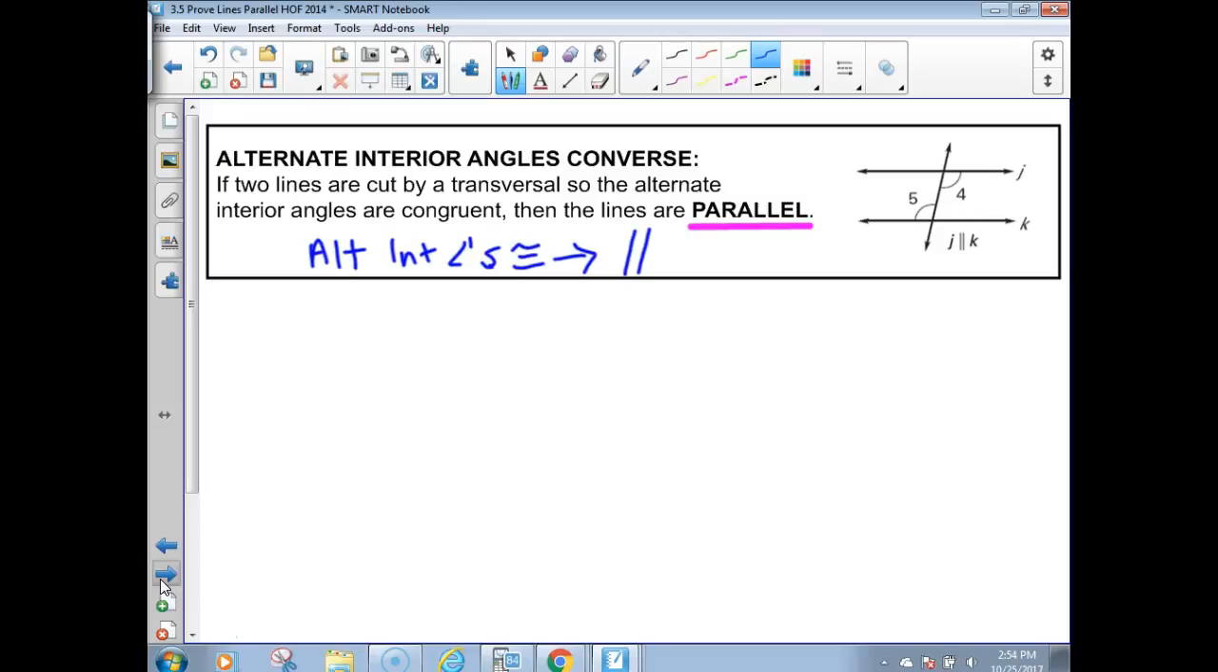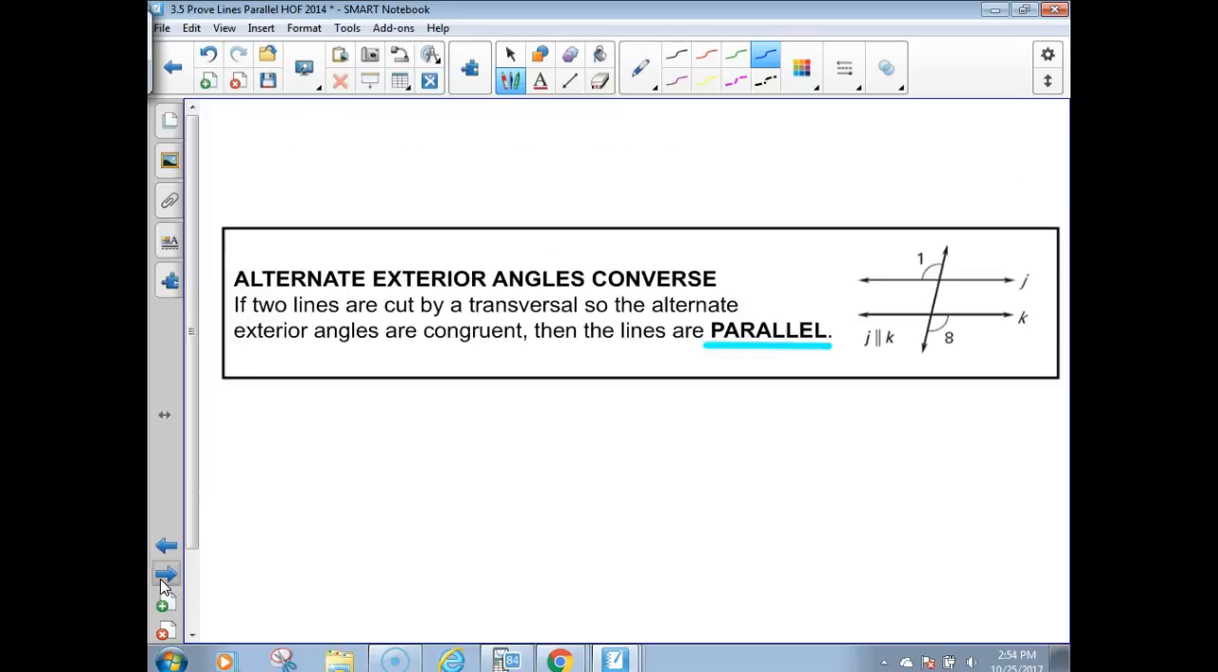Your next box on that page is about alternate exterior angles, and it's the alternate exterior angles converse. So it would be, if you have alternate interior angles congruent. Alternate, sorry, not interior. I just did interior. These are exterior. My mistake here. Make that EXT. If alternate exterior angles congruent, then you've got parallel lines. That's our abbreviation for that one.